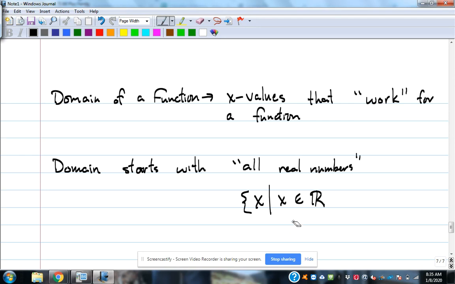It just means it's an element of that set. And that R, what you do is just write an R and then put an extra bar on the outside of it. This is the set notation for all real numbers. Then we're going to get into interval notation.